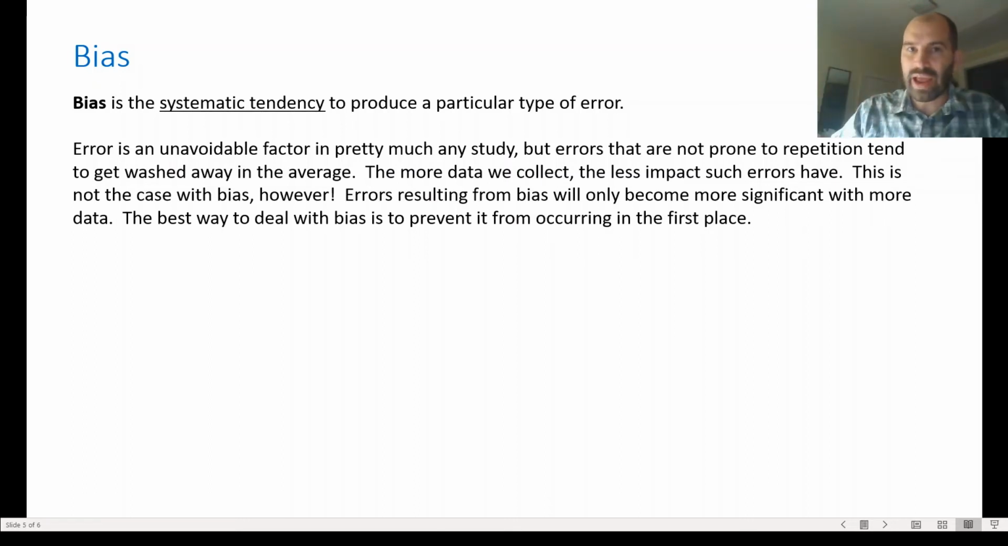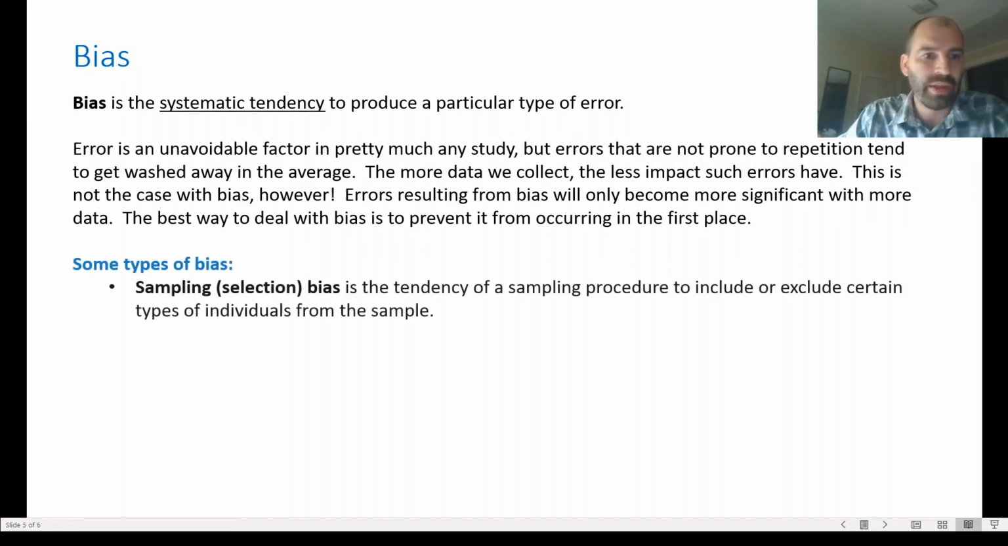Errors are going to happen, but they aren't necessarily bias. Bias is when the errors happen systematically. And the best way to deal with bias is to prevent it from occurring in the first place. And the best way we can do that is by identifying and thinking about what kinds of bias there are and just being aware of them.